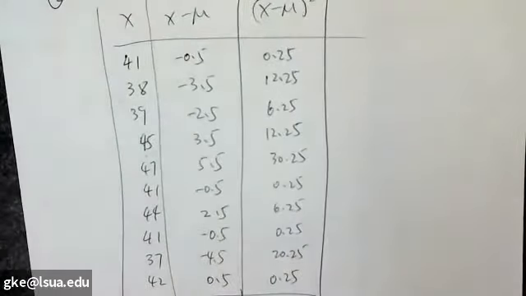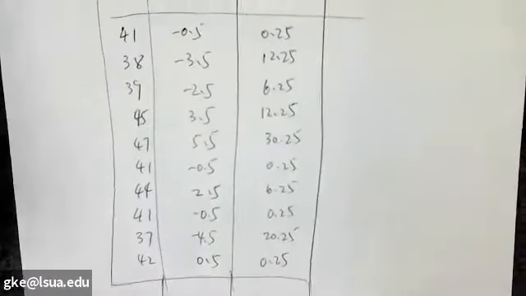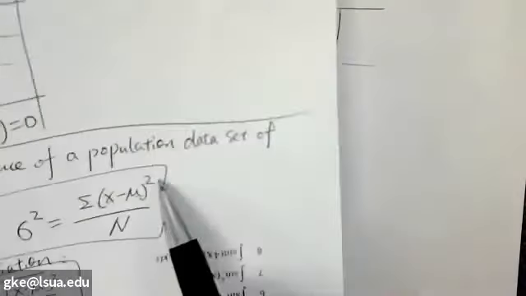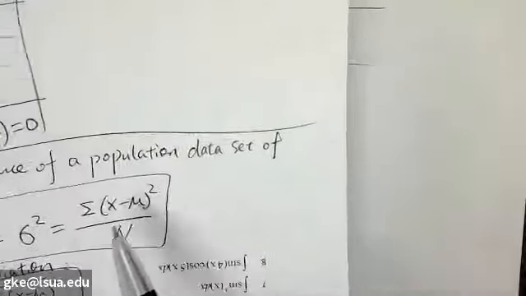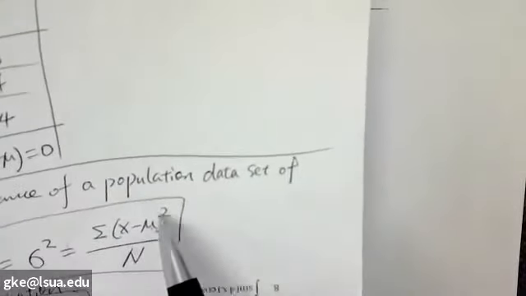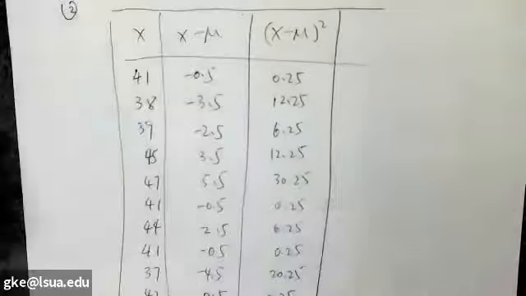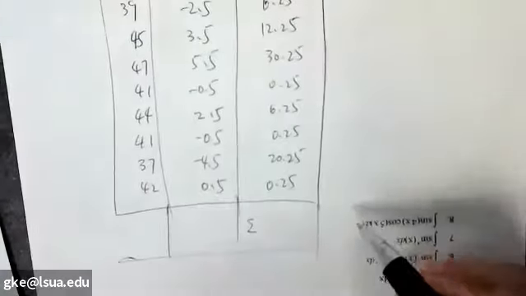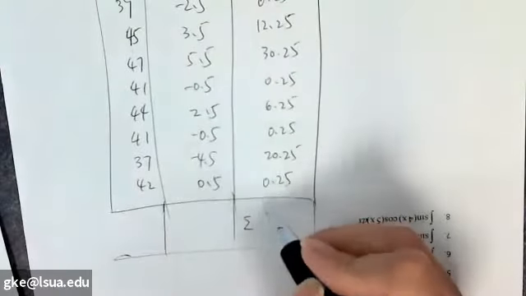Okay, so we have already calculated x minus mu square, which is in the formula. Now we're going to do the summation. After we calculate the square, we can do the summation, and we can do it here. Summation.